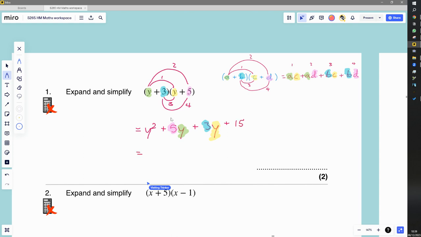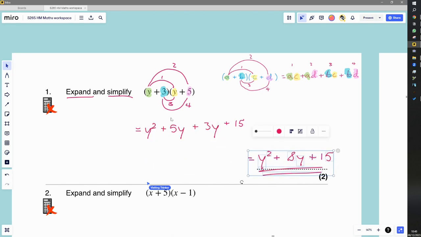And now, although these are all in different colours, that might make it look more confusing. So let's just remove the colours for the moment, and we'll see we've got 5y and 3y, so we can collect those two terms. Quite often you can collect the second and the third term, which is why I tell you to do it in this order. So we've got y squared plus 8y plus 15, and that is my answer. The simplifying is collecting the two terms. The expanding is the bit before. So I expanded, which got me to this, and then I simplified it, which got me to that, and that's my final answer. So I could put that on my dotted line there.